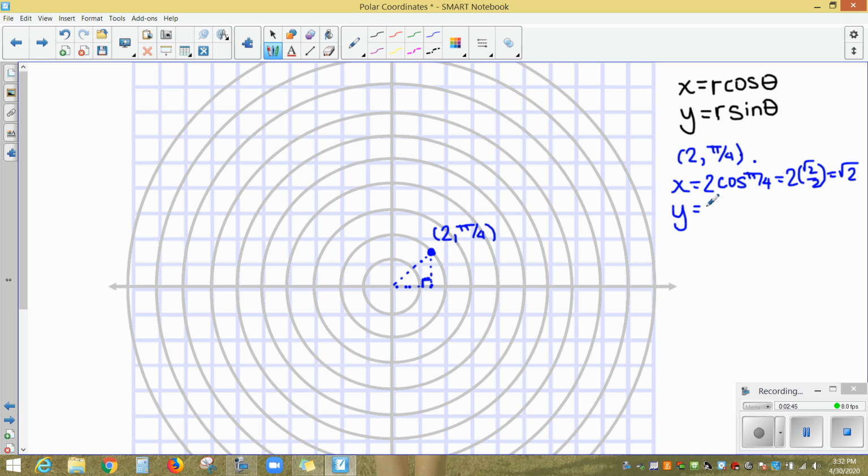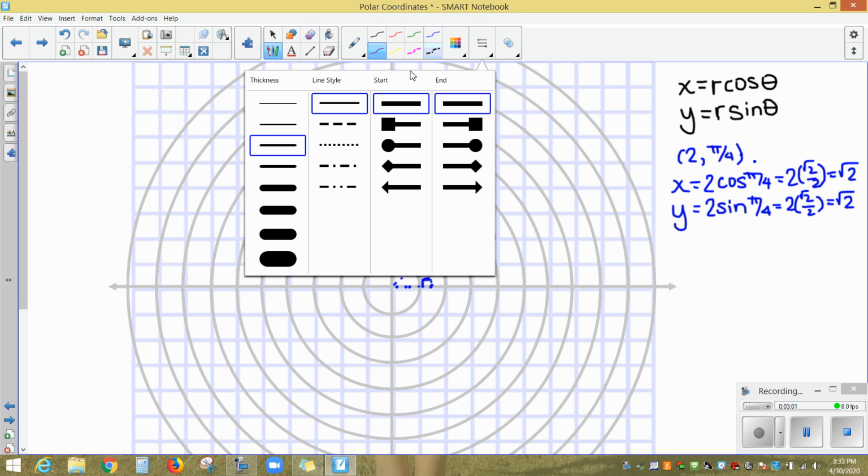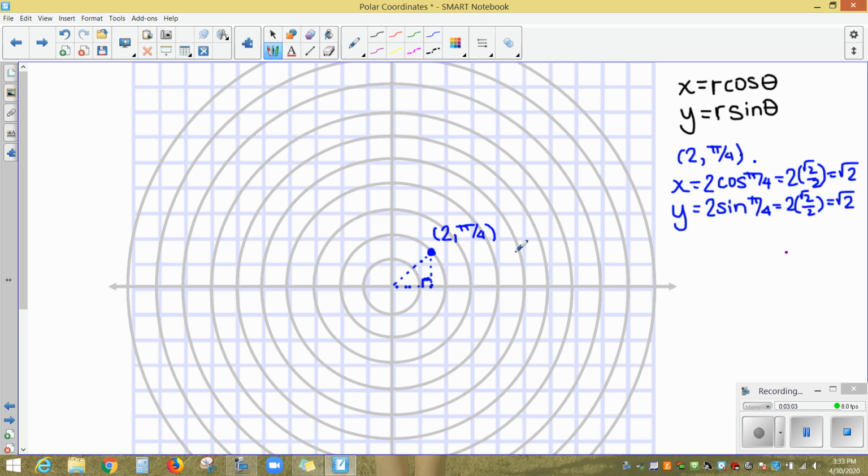My y-coordinate here is going to be boring because I'm at a 45-degree angle, but 2 times sine pi over 4 is also 2 times square root of 2 over 2, and also equal to square root of 2. So in rectangular coordinates, if I were on my rectangular grid, I would call this point square root of 2 comma square root of 2. And if we look, it looks like that's pretty close, about 1.5 comma about 1.5. This is my xy in rectangular, and here's my r and theta.